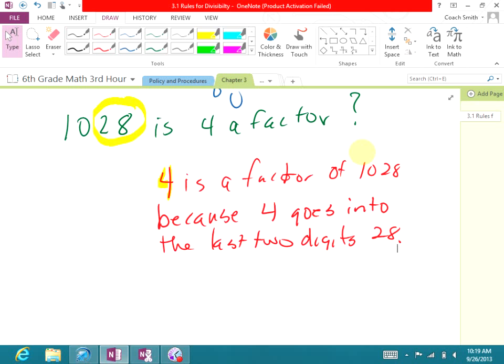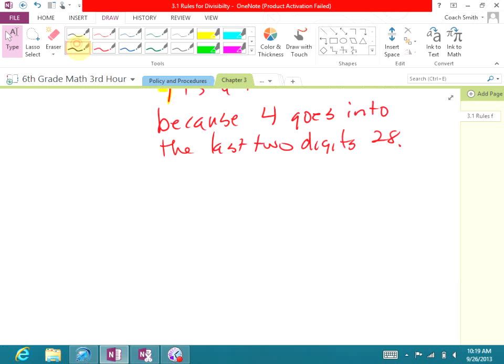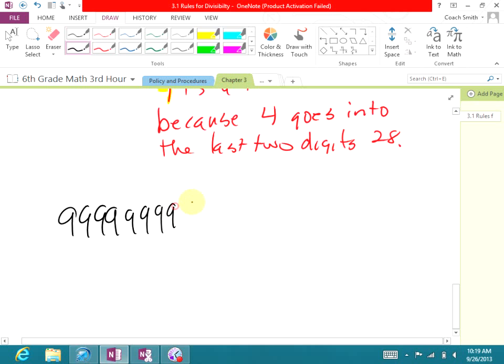Okay? So you could have this, 9999999999900. And 4 is going to go into that number. And I don't even have to divide it out. I just know 4 goes into that. Because 4 goes into it because of those last two digits right there. Okay? So that's what the shortcut for 4 is.